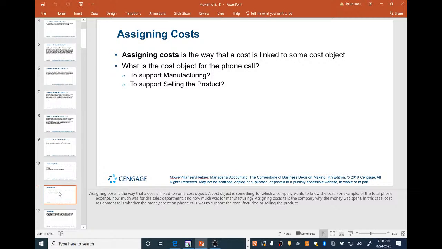If it's to support manufacturing, then where's that going to be included in cost? What component of cost is that going to be in? I know we haven't got to it, but just off the top of your head, if the phone call was made to support manufacturing, how are we going to account for that as a company? Think about when we manufacture something. What are we doing? We're creating a good, taking a raw material and creating it. Cost of goods sold, maybe?